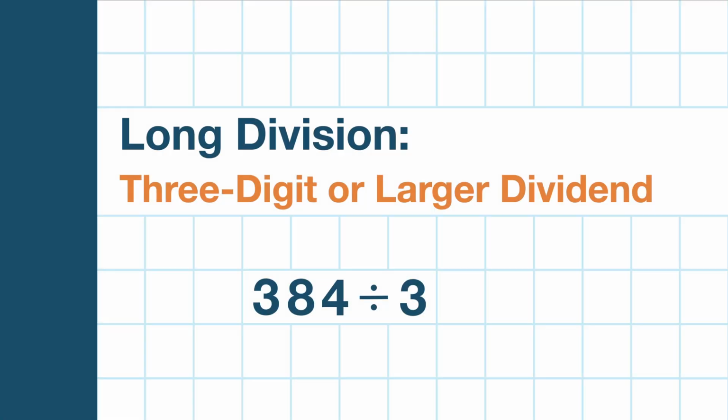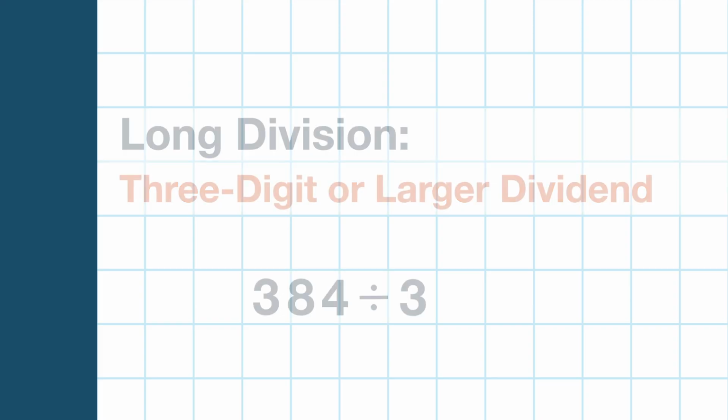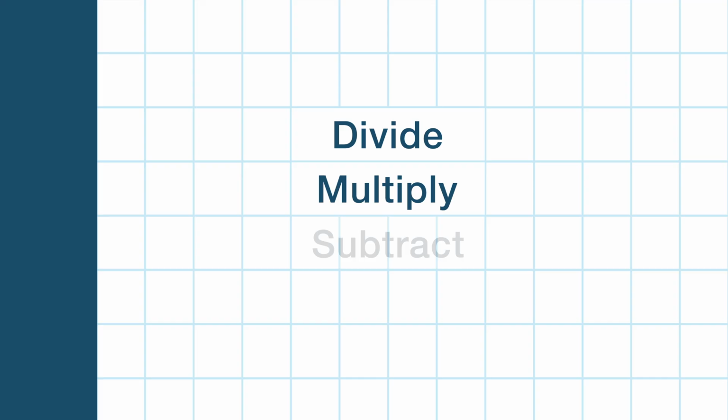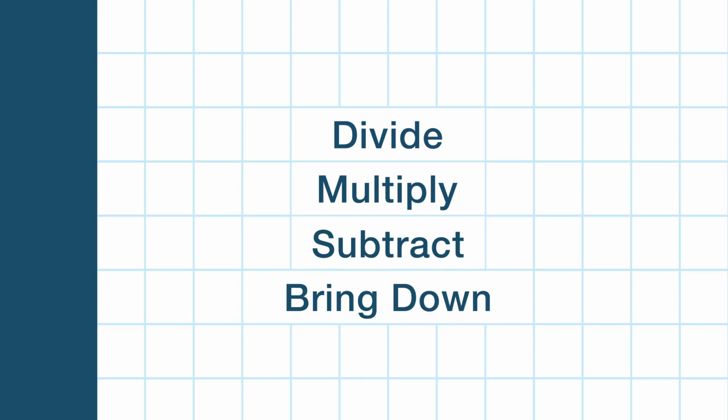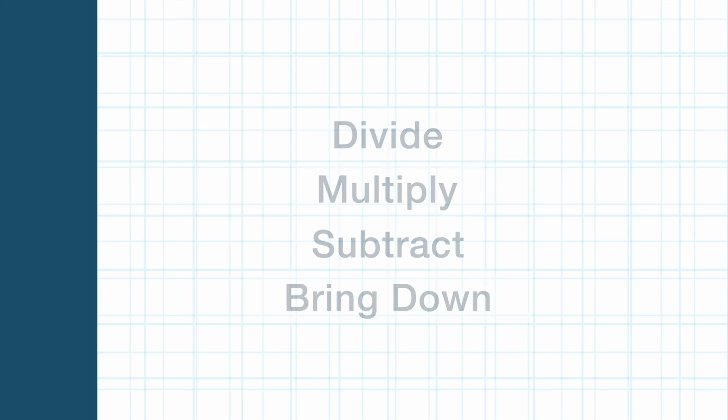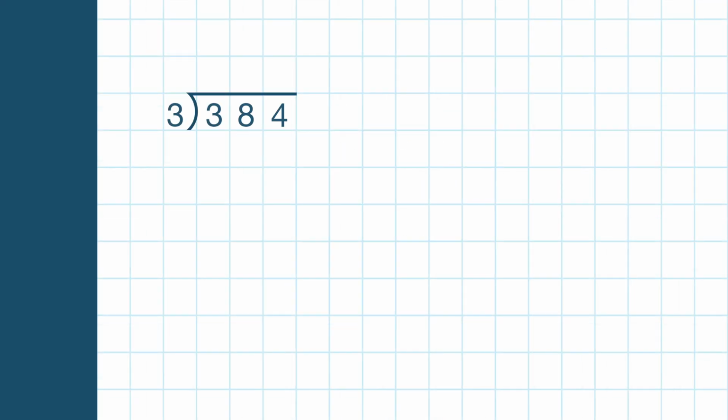How does long division work when the dividend is 3 digits or larger? You still follow the same 4 steps: divide, multiply, subtract, and bring down. Just repeat them until there are no more digits to bring down. Let's see how this works by dividing 384 by 3.